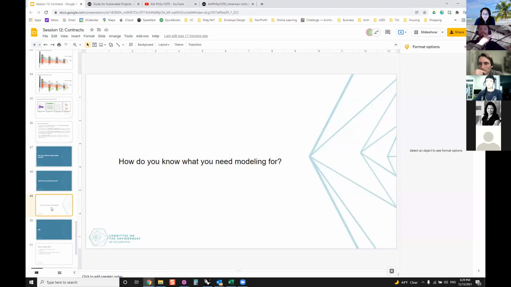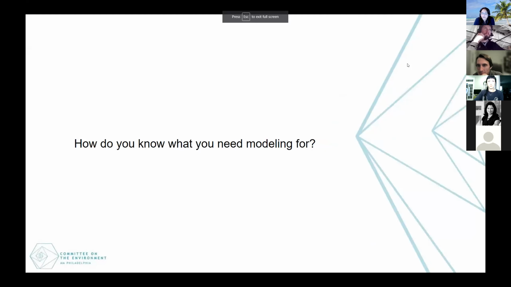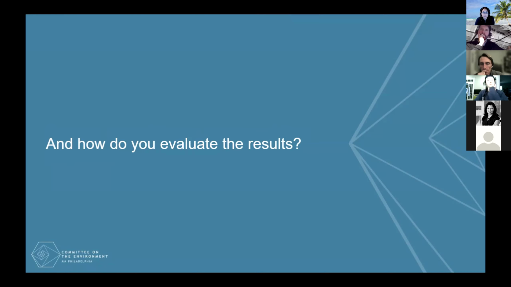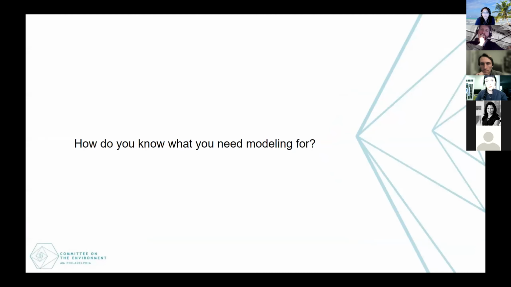We had some questions around the topic of how do you solicit an energy modeling proposal, and how do you evaluate the results? I know Kit touched on some of that with the case studies, but maybe we can talk about that. How do you know what you need modeling for as a starting point? I think all of the presenters can chime in a little bit on this to say, where do you start?